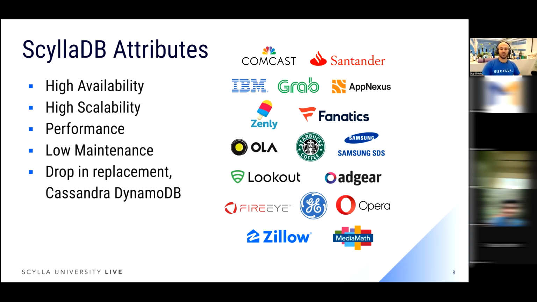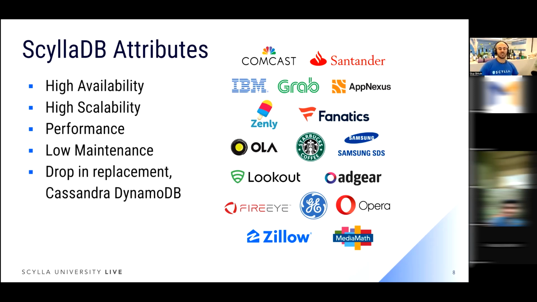Next is performance. So the database achieves very, very low latencies. I'm talking about single-digit milliseconds. And it's also built for large data. Think about many terabytes. Low maintenance, especially if you're coming from an Apache Cassandra background. It's written in C++. It has auto-tuning mechanisms, and you don't have to worry about garbage collection.